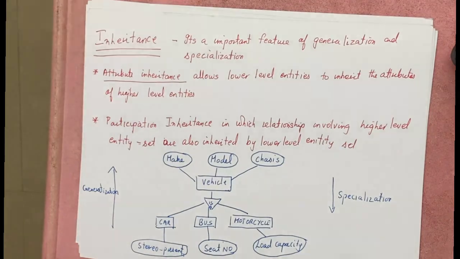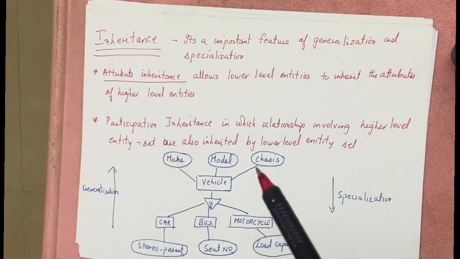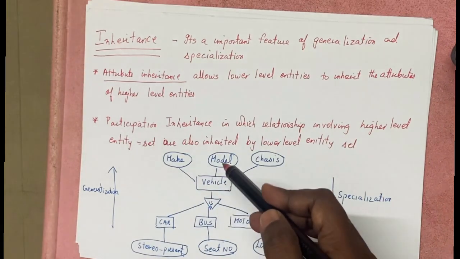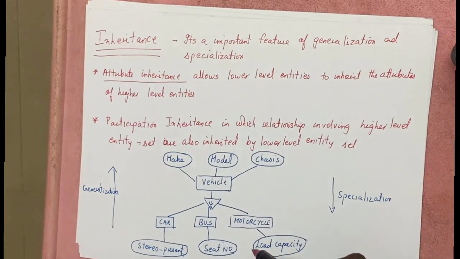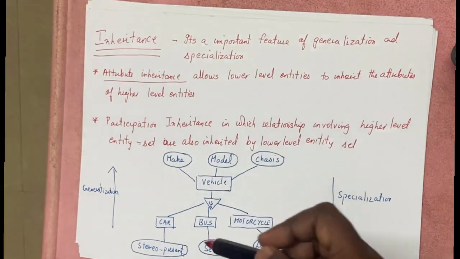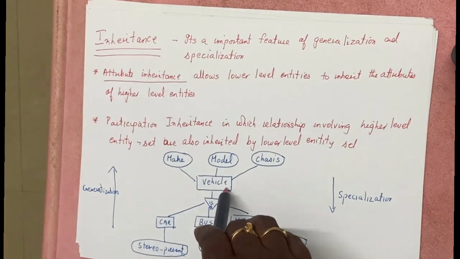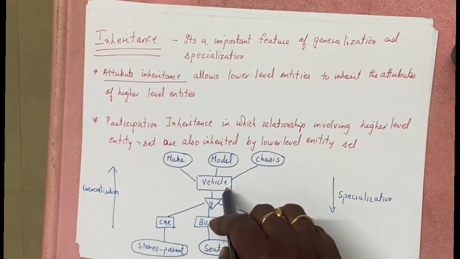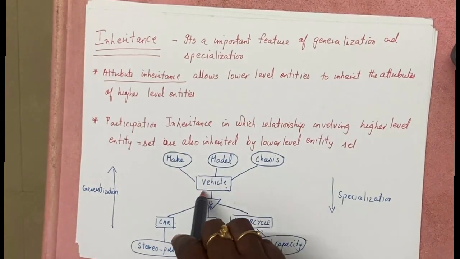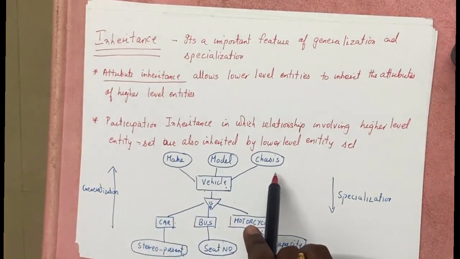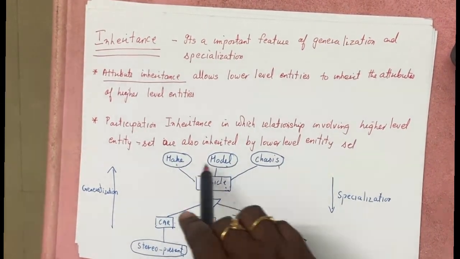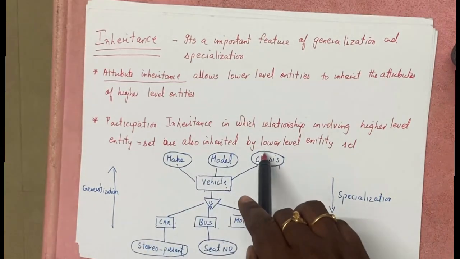The next important one is inheritance. Inheritance is where the lower entities are allowed to share the attributes of the higher entity. For example, vehicle is a higher entity, the so-called superclass, whereas car, bus and motorcycle are the subclasses. Vehicle on its own has three different attributes: the make of the vehicle, the model of the vehicle and the chassis of the vehicle. So a vehicle can have these three attributes.